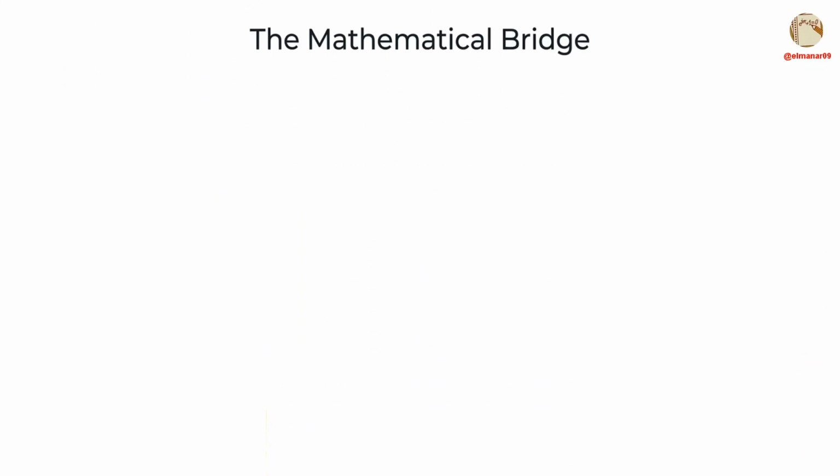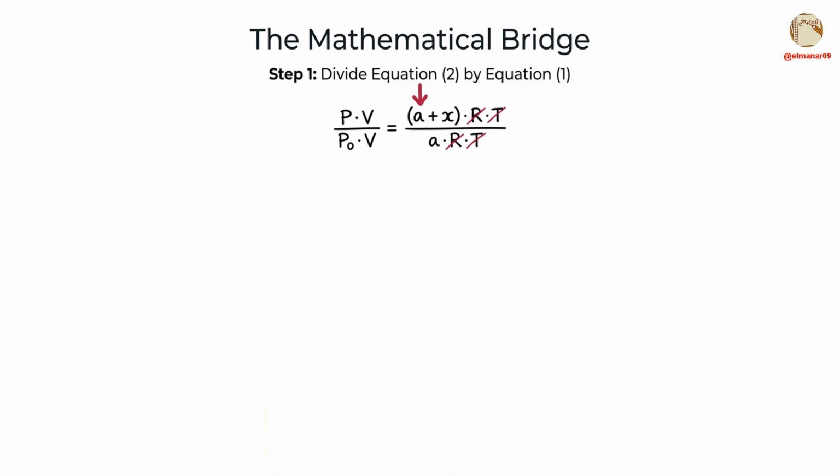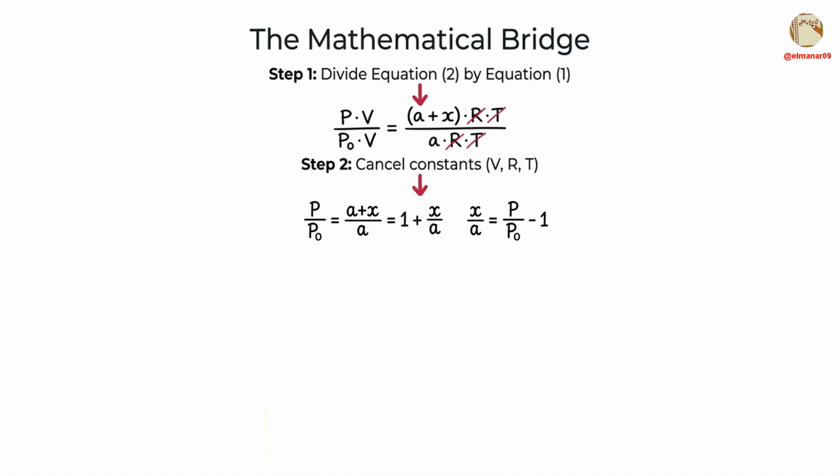Let's build the mathematical bridge. Step 1, divide equation 2 by equation 1. This is a pro move because it makes every constant just vanish. V, R, and T all cancel out. Step 2, simplify. We get P over P0 equals (A plus X) over A, which splits into 1 plus X over A. Step 3, isolate X.